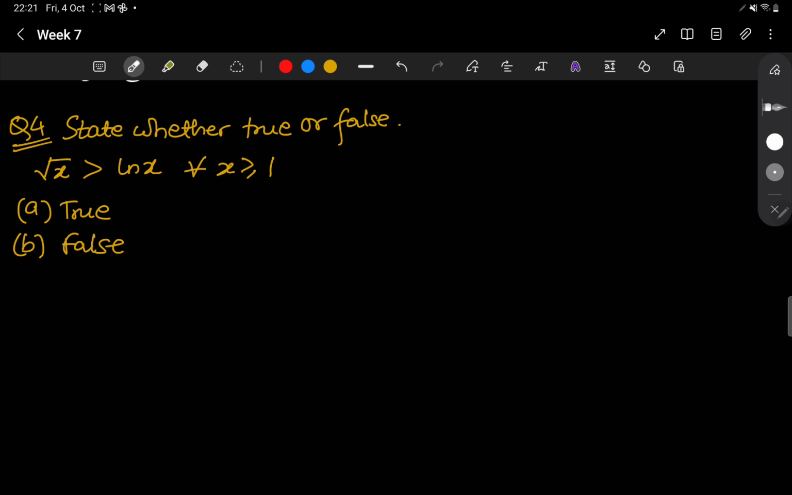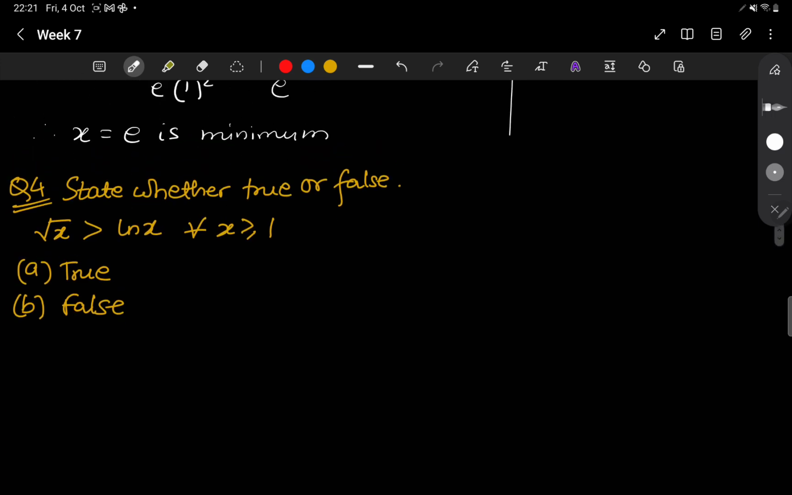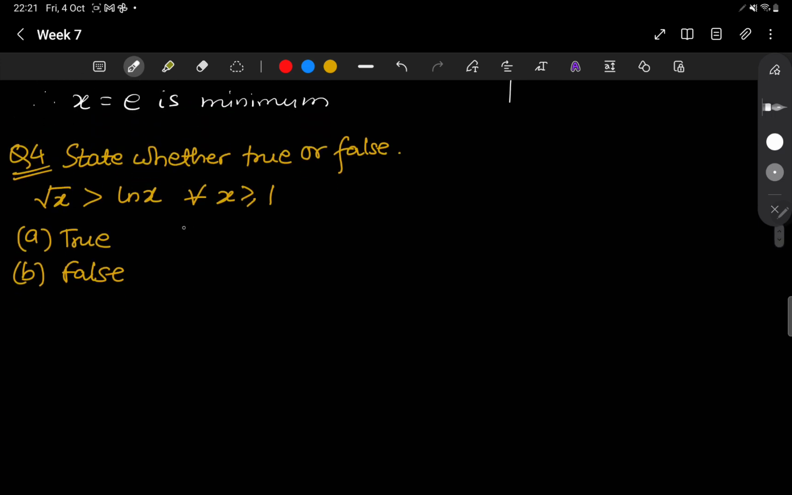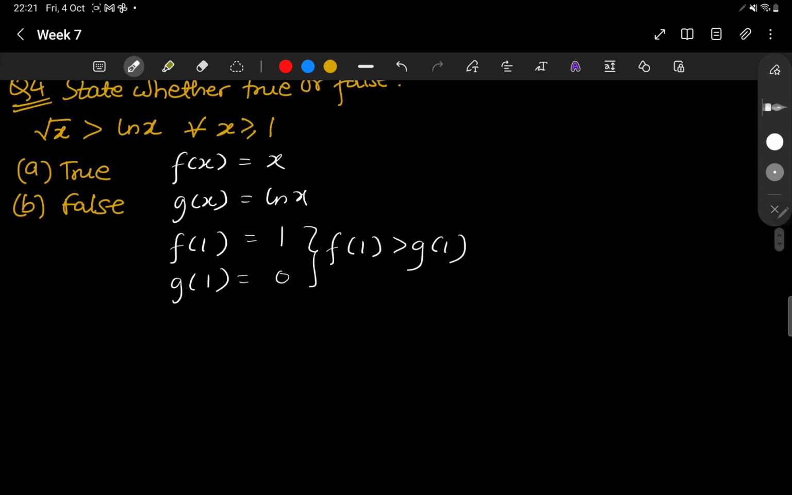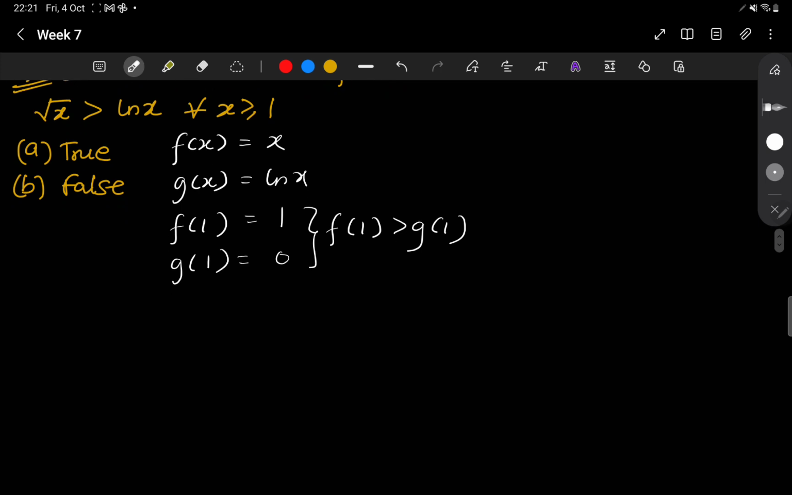Now time for the solution. So let's say f(x) is equal to x and g(x) equals ln x. So f(1) equals 1 because x is greater than or equal to 1, so this is just the endpoint we are checking. So clearly at the endpoint f(1) is greater than g(1). Now let's look for all x greater than 1.